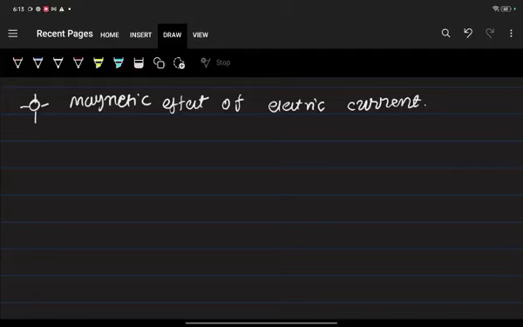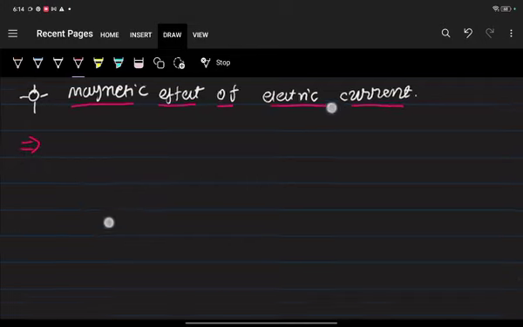Potential is equal to I into R, current into resistance. So today's chapter is magnetic effect of electric current, right? Yes, sir. So let me just introduce these things that we have already learned.